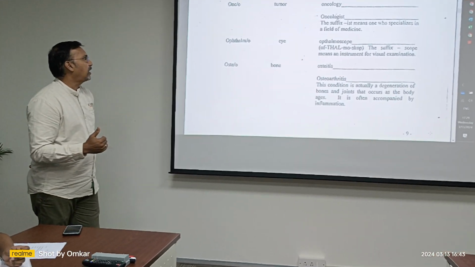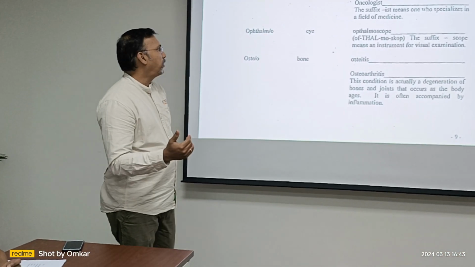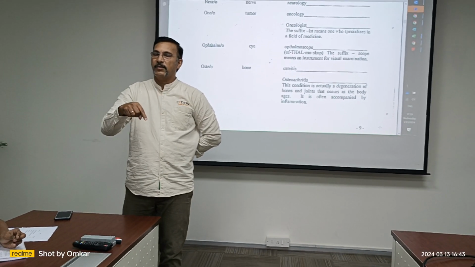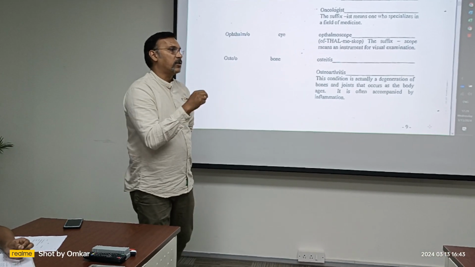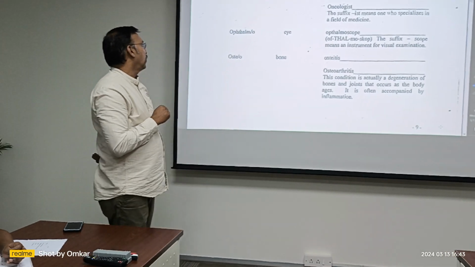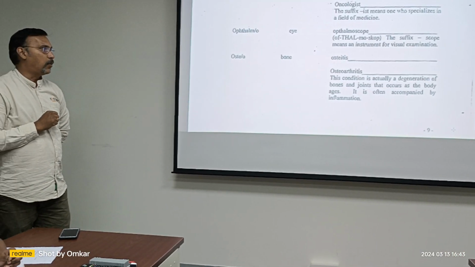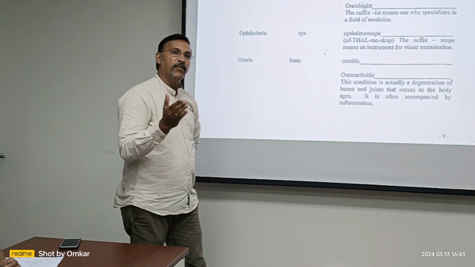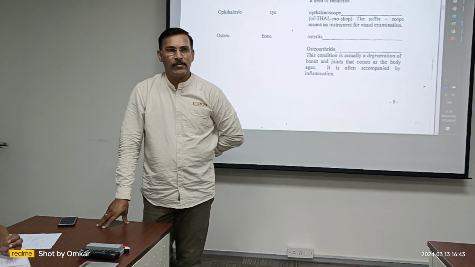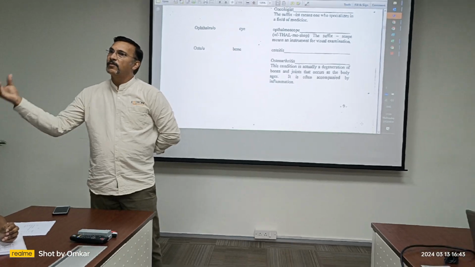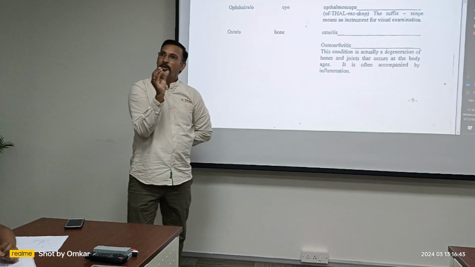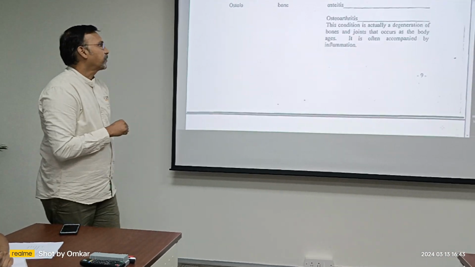Going down further, ophthalmo is eye. Ophthalmoscope. Here it is, an instrument to visually examine the eye. An instrument to visually examine the eye is known as ophthalmoscope. Osteo is bone. Osteitis is inflammation of bones. Then what is osteoarthritis? Bone and joints. So that's what is correct. Osteo is bone, arthro is joints. Okay?